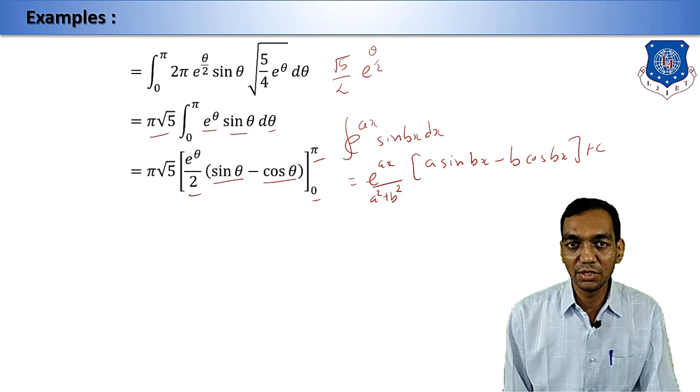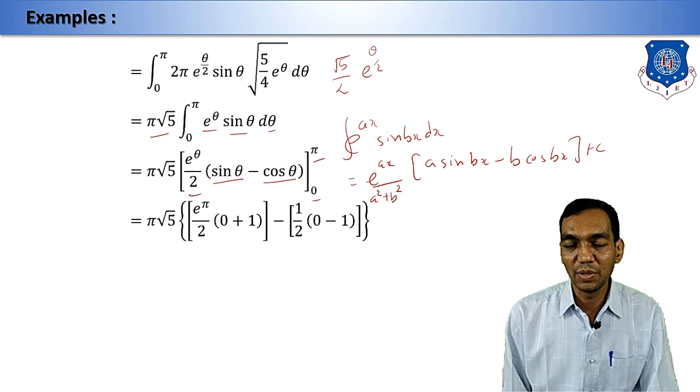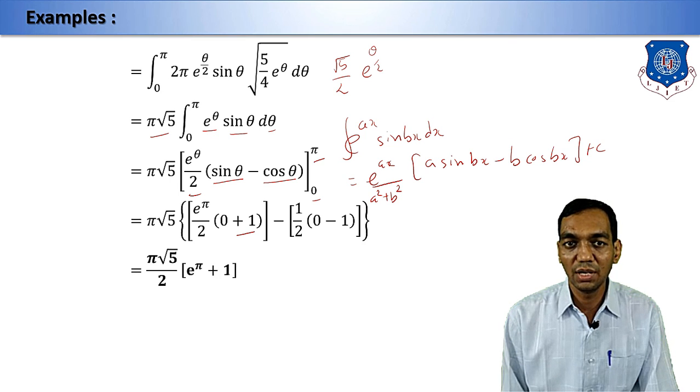Now substitute the limit. So pi into root 5 as it is, e raised to pi by 2, sin pi is 0, cos pi is minus 1. So that will give you minus minus plus 1. Minus, if you are going to put 0, then e raised to 0 will be 1. So 1 by 2 into the bracket, sin 0 has a value 0 and cos 0 has a value 1. So if you are going to simplify, then you have root 5 pi by 2 into the bracket (e raised to pi plus 1). So this is the answer of your integration.